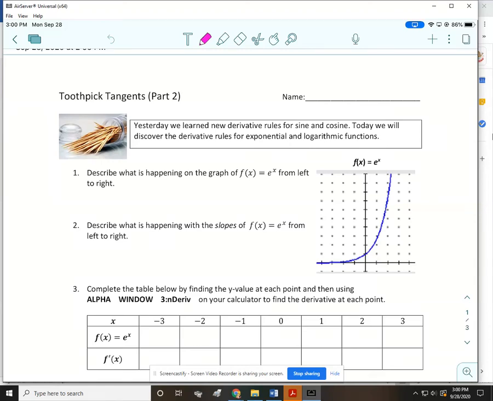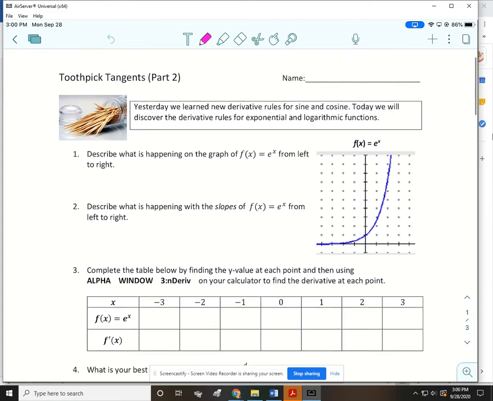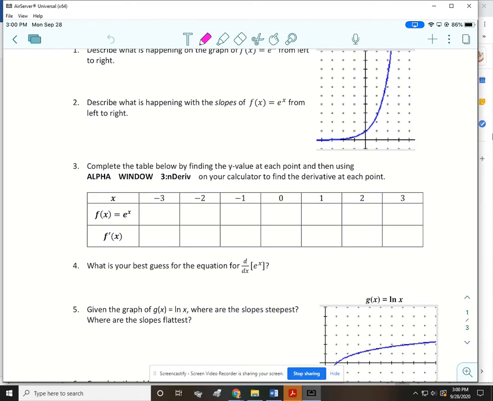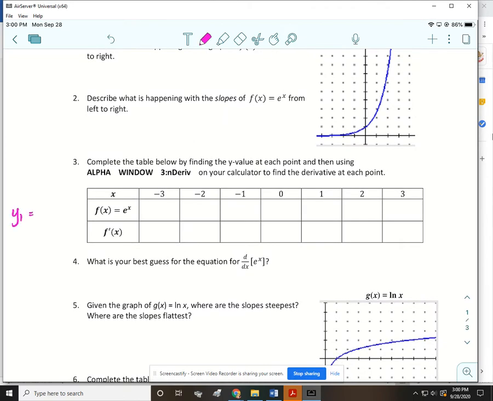I'm going to get you started on this toothpick tangents part 2, and then you guys can just pause the video and finish it and then come back and pick it up. But when you get to this table, it's going to be easiest if you just let your calculator do the table. In y1, you're going to put e to the x, and then for y2, you're going to use the alpha window number 3, and that's going to pull up this symbol, and so you put an x, and then you're going to do y1.